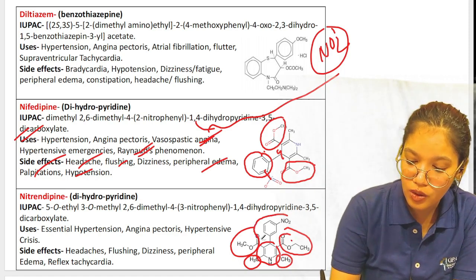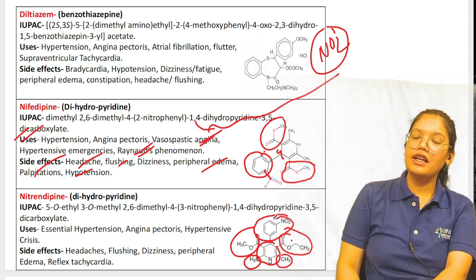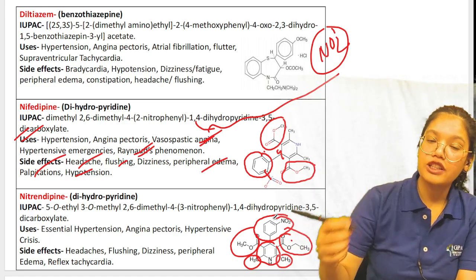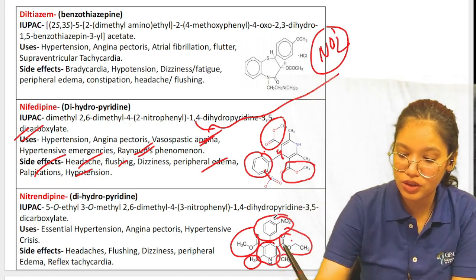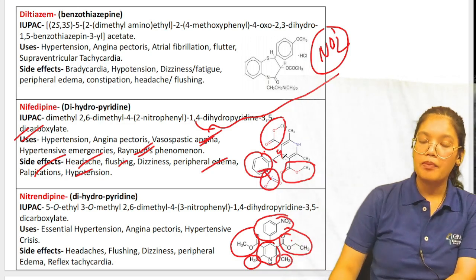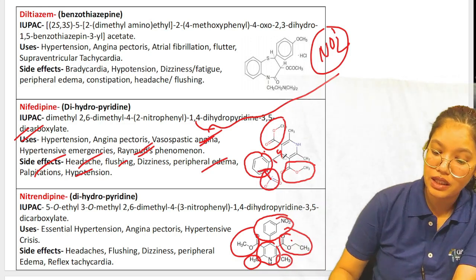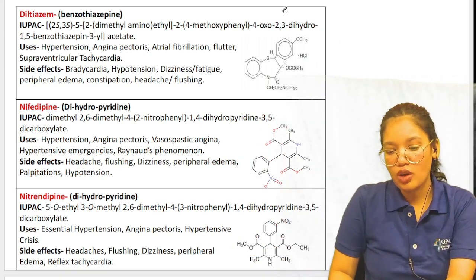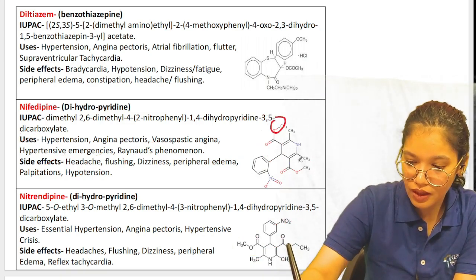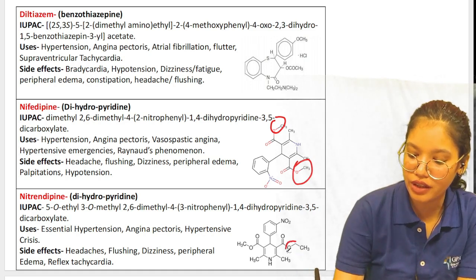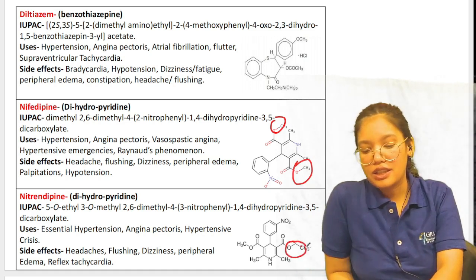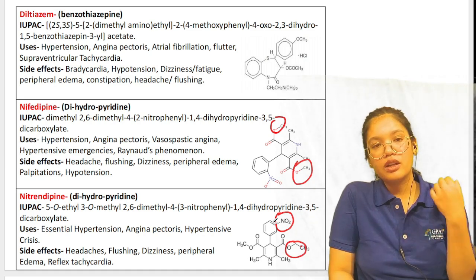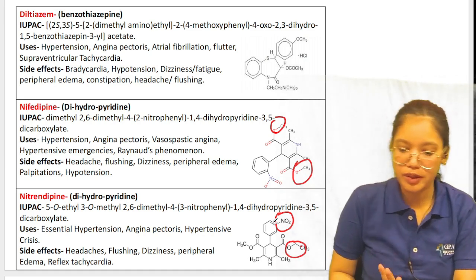Then if we talk about this phenyl ring, again we have a phenyl at this fourth position. In nifedipine we had NO2 at the ortho position, but here in nitrendipine we have NO2 at the meta position, and the rest of the structure is almost the same, just the ester group is different. Here we have non-identical ester groups, and in the meta position we have the NO2. Otherwise the structure is almost similar to nifedipine only.